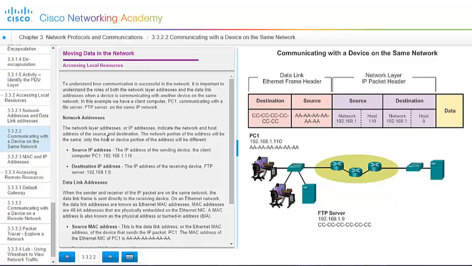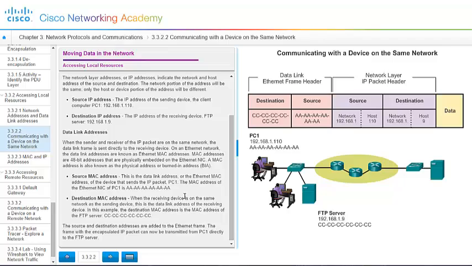Next, to understand how communication is successful in the network, it's important to understand the roles of both the network layer address and the data link address when a device is communicating with another device on the same network. Okay, they're on the same network. The network layer address, or the IP address, indicates the network and host address of the source and the destination. The network portion of the address will be the same, because they're on the same network. If they're on different networks, then that would be different, but this is addressing it on the same network. So the IP address of the sending device, the client computer for PC1, here is its IP address, 192.168.1.110, and the destination is 192.168.1.9.